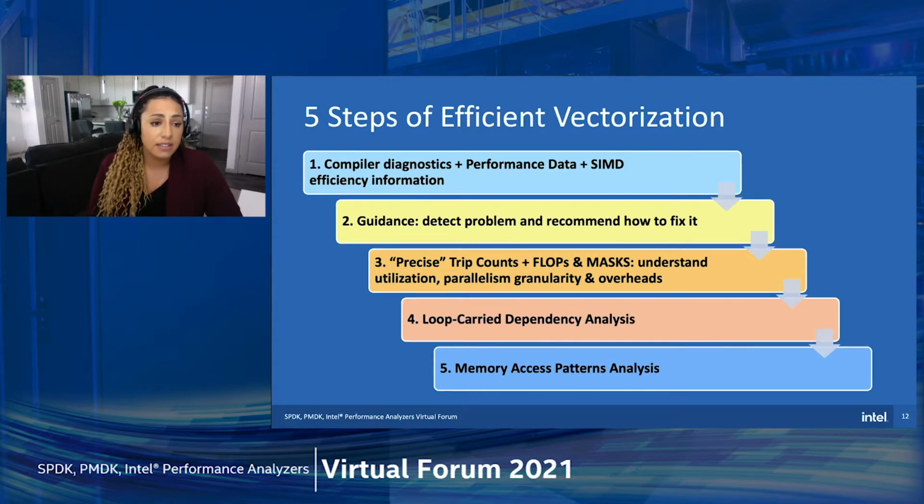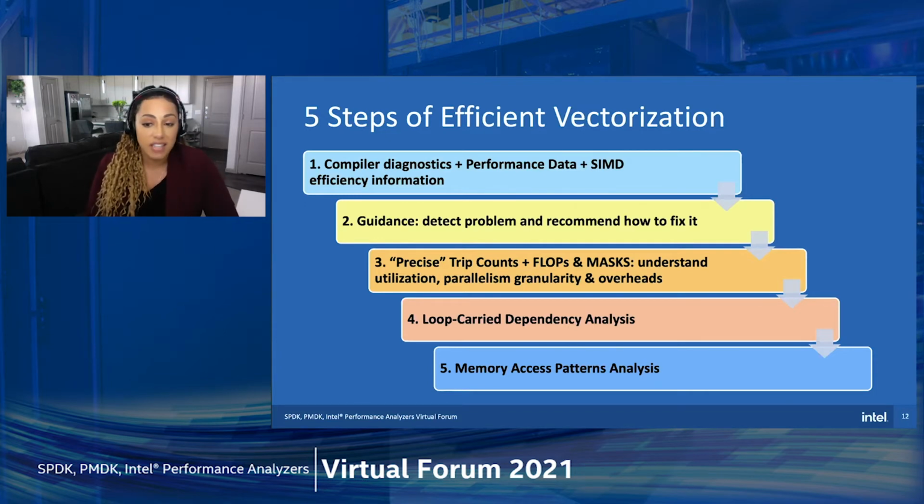Number 2, guidance, detecting problems, and recommendations on how to fix it. So Advisor is going to give you a lot of guidance on why you weren't vectorized and maybe where you were poorly vectorized in your application. Number 3, precise trip counts and flops and masks, understanding utilization, parallelism, granularity, and overheads.